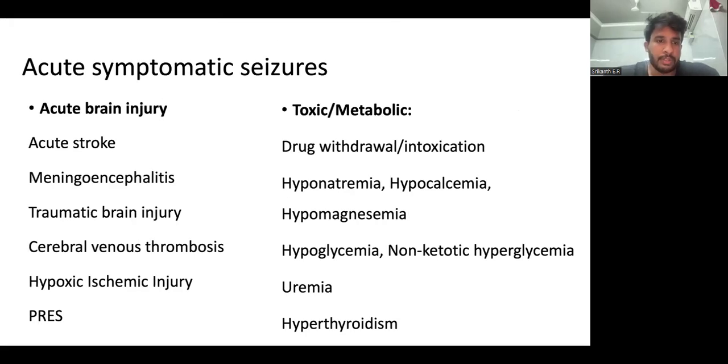So what are the causes of acute symptomatic seizures? Acute brain injury like acute strokes, meningoencephalitis, traumatic brain injuries, CVT, HIEs, or PRES, and toxic metabolic causes like drug withdrawal or intoxication, hyponatremia, hypocalcemia, hypomagnesemia, and hypoglycemia. Hypoglycemia is a very important differentiator; you need to check the glucose levels every time a patient with seizure comes. Non-ketotic hyperglycemia also can cause focal seizures, not really a GTCS. Uremia and hyperthyroidism. So these are the various causes of acute symptomatic seizures.